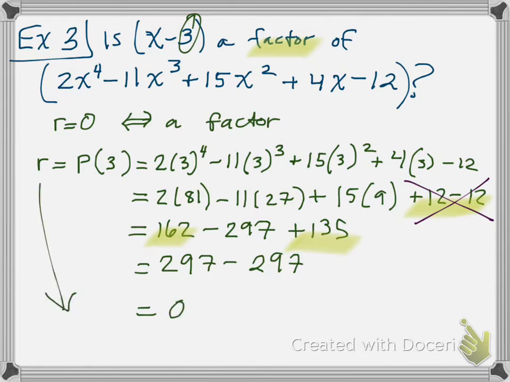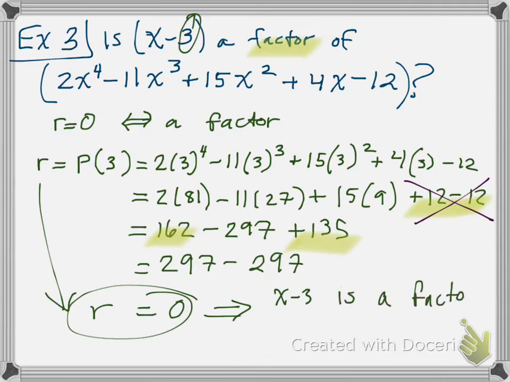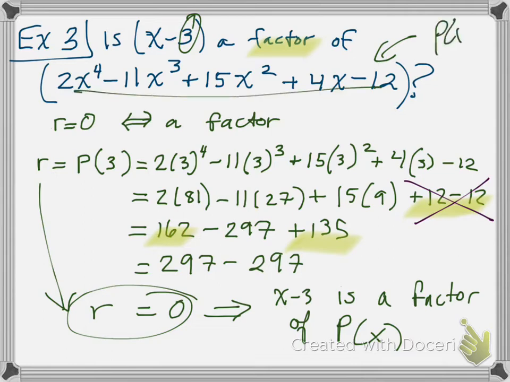So then I know, since the p of 3 is equal to the remainder, I now know that the remainder is 0, and therefore x minus 3 is a factor of, I'm going to call it p of x because I don't want to write it all again. So we're calling this function here p of x.